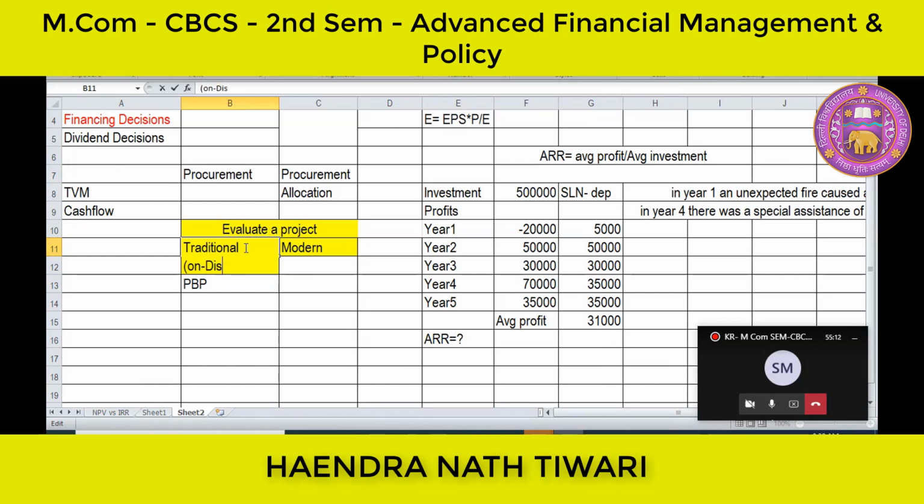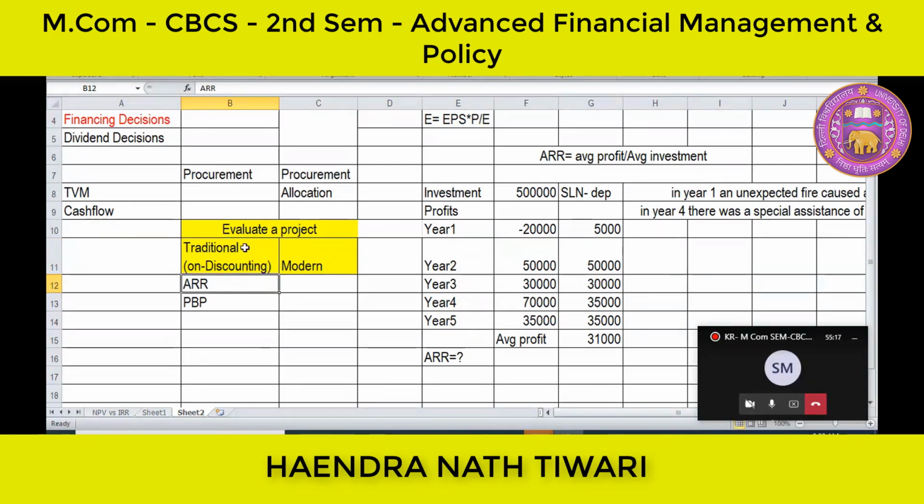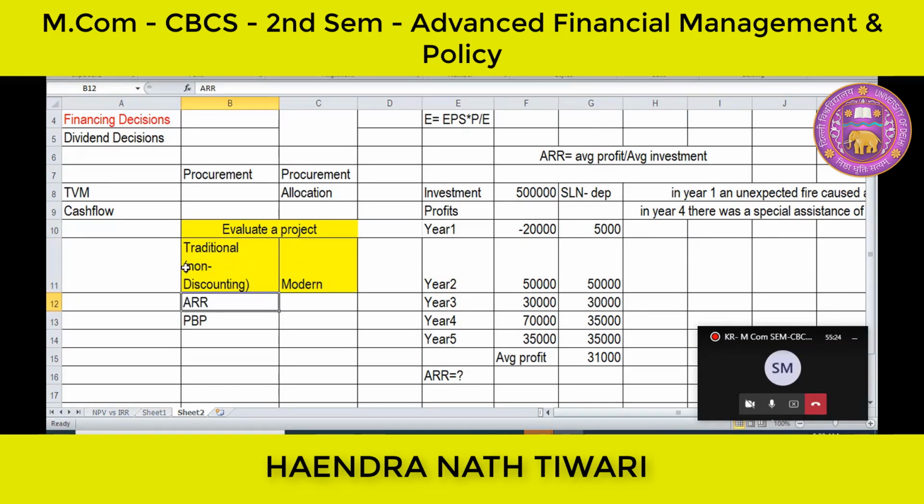Non-discounting techniques, because we don't use discounting and we don't give importance to time value of money in these techniques. As you can see here, we have determined the profit considering all profits in money terms to be the same. So no importance is given to their occurrence time period.